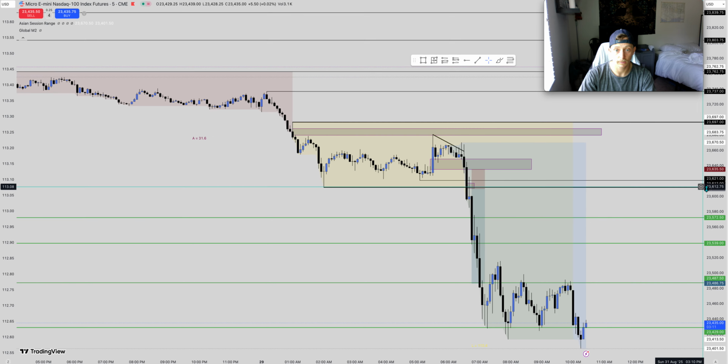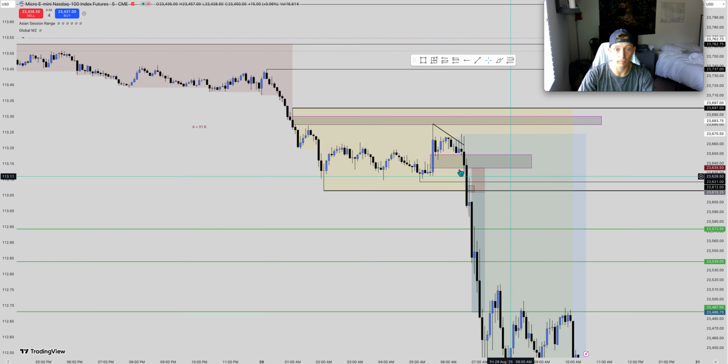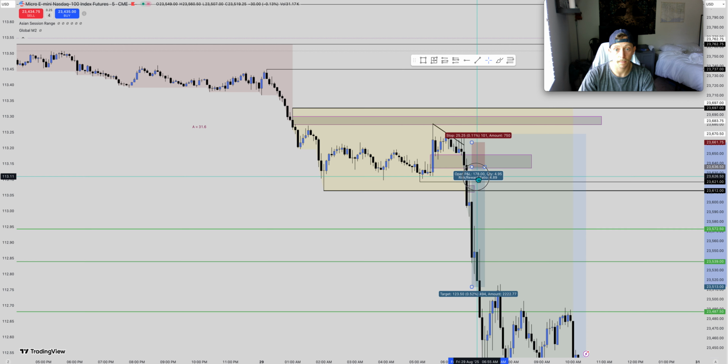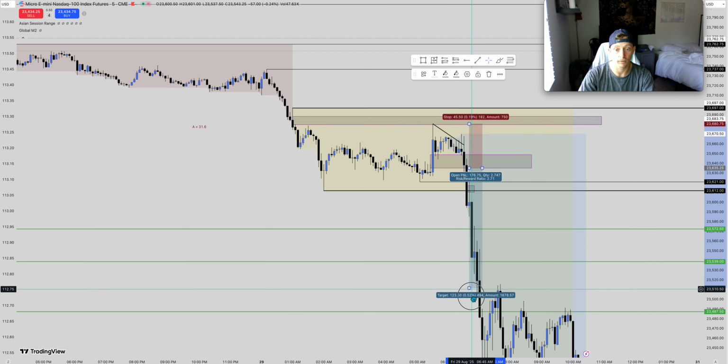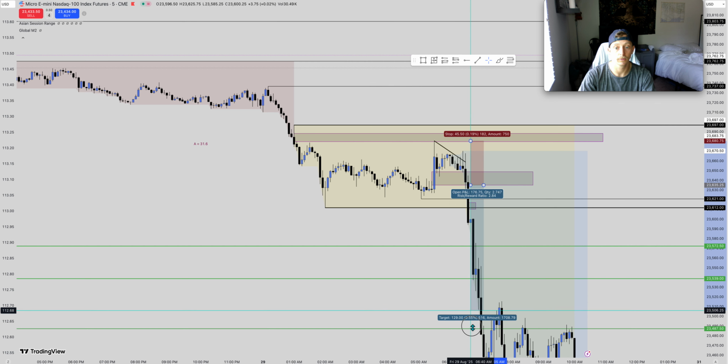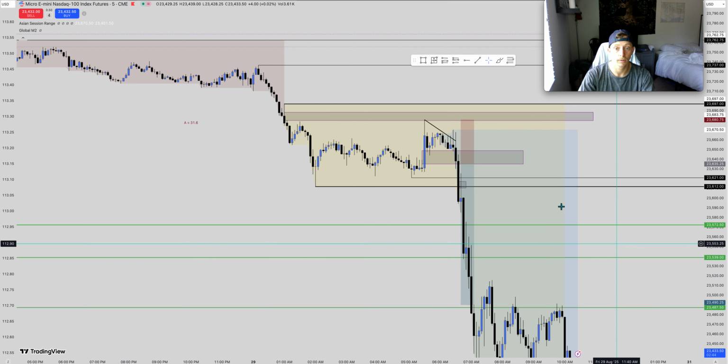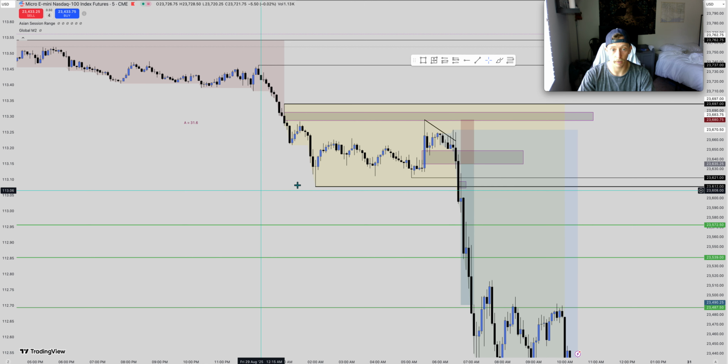What you could have also done is entered in off of the break of this fair value gap, which could have been a great entry. You could have had it like this, something like that, with your stop at the high, and then same thing, targeted the lows, whichever one floats your boat. The reason I didn't do that is because I was waiting for price to hit this and then see what would have happened.